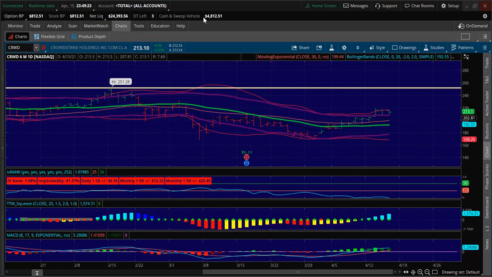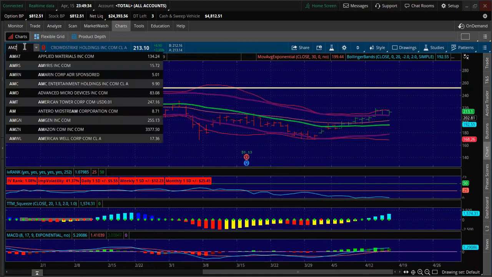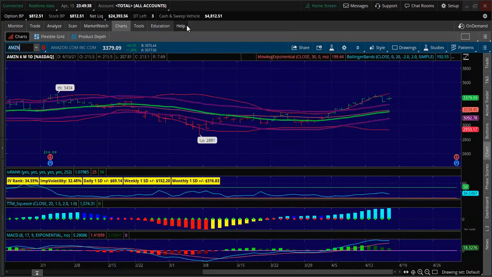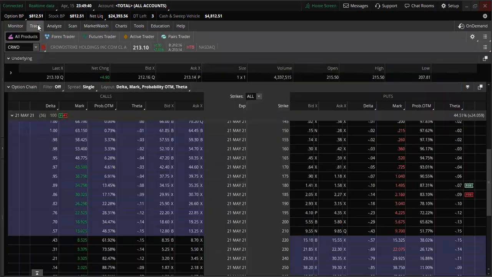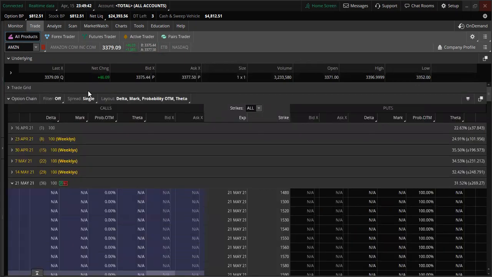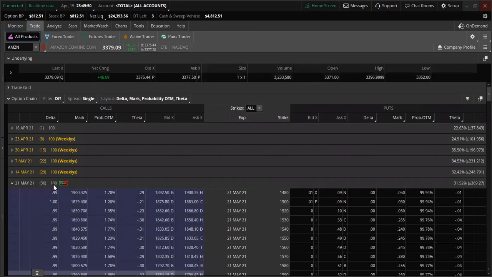I've also done a similar trade in Amazon. And if we go to the trade page, I put this trade in May.